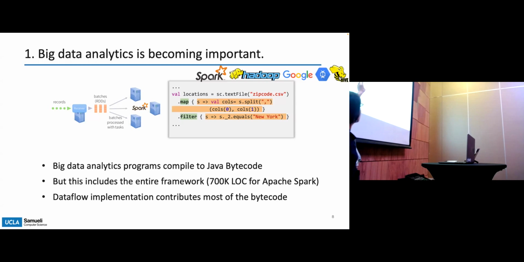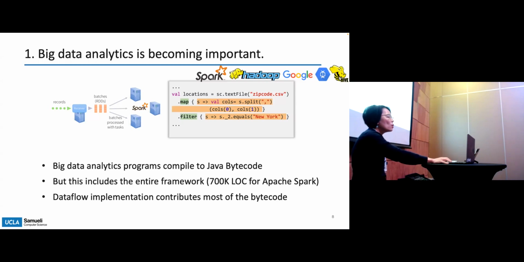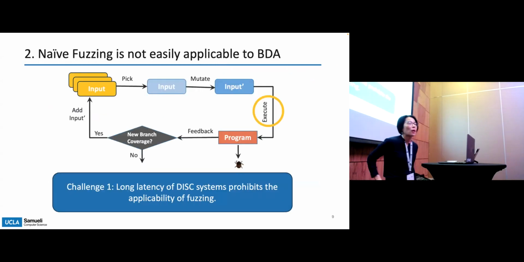The green operators are often implemented in millions of lines of code, because even though the semantics is very concise, it is actually a distributed application with scheduling, partitioning, concurrency control, and communication. There's a lot going on underneath. And then the application logic is the orange. It usually compiles to bytecode, and the framework is really large. I would say the dataflow implementation contributes most of the bytecode.